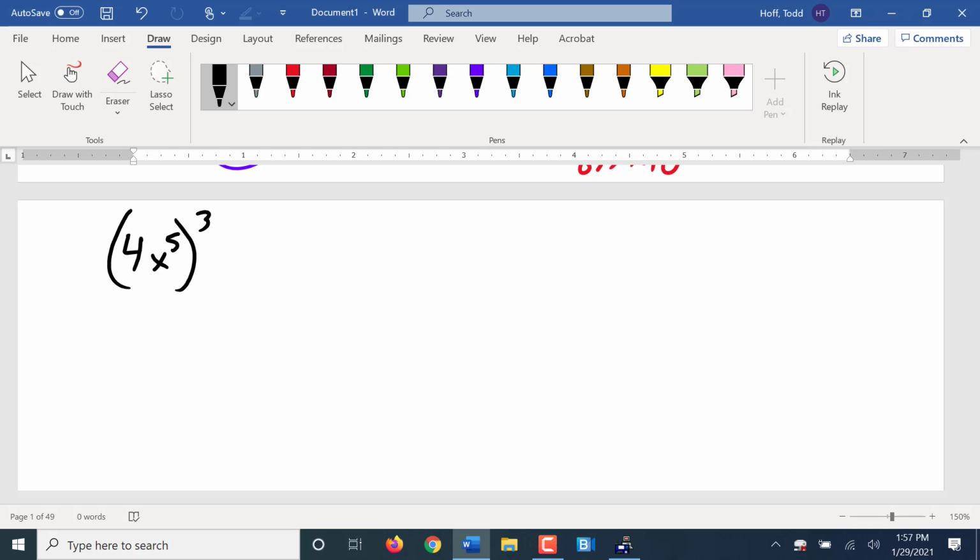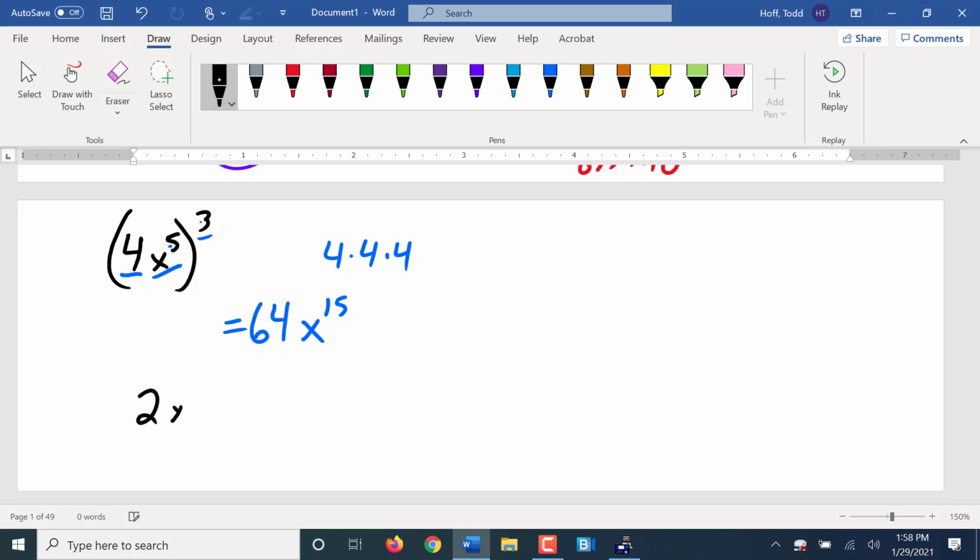When we had something like 4x to the 5th, to the power of 3, we have to do the power of the count. 4 to the 3rd power is 4 times 4 times 4, or 64. When we do the power of the power, what do we do with the powers? Multiply them. 5 times 3 is 15. So that's 64x to the 15th.